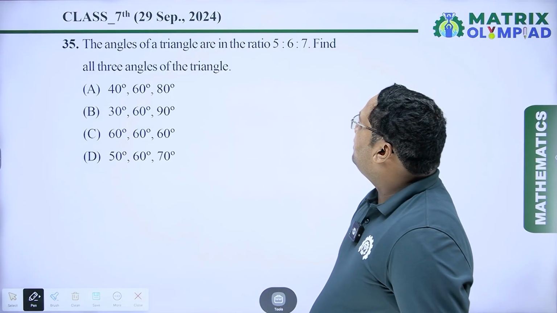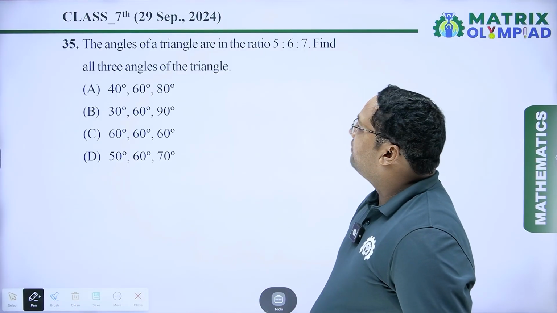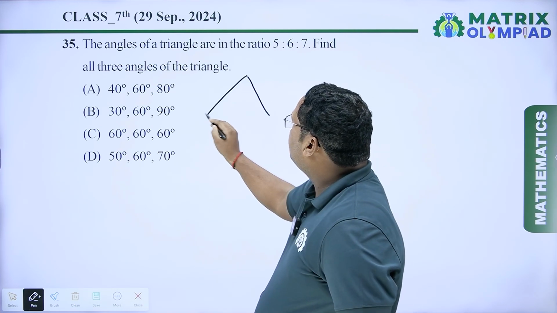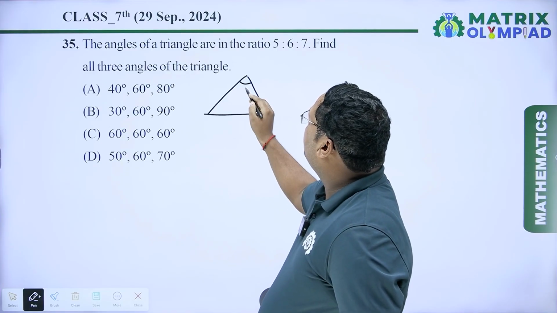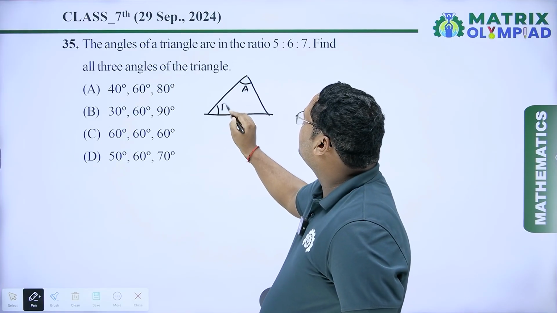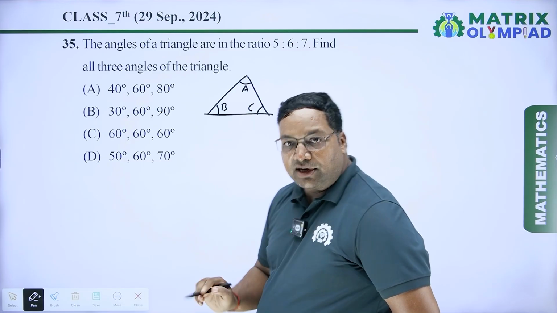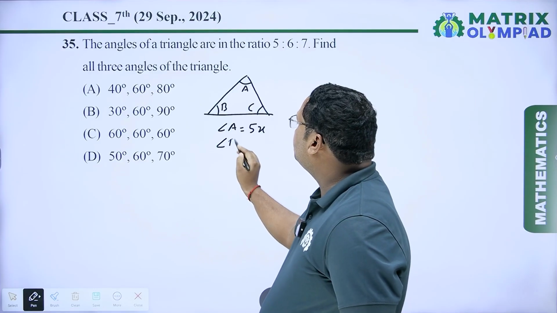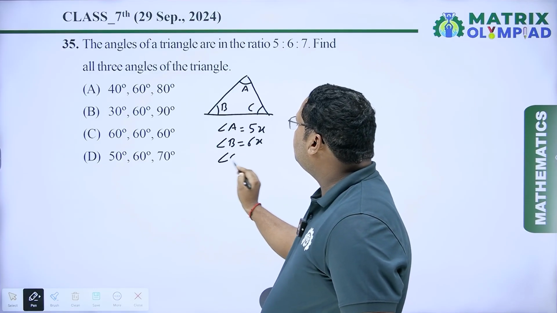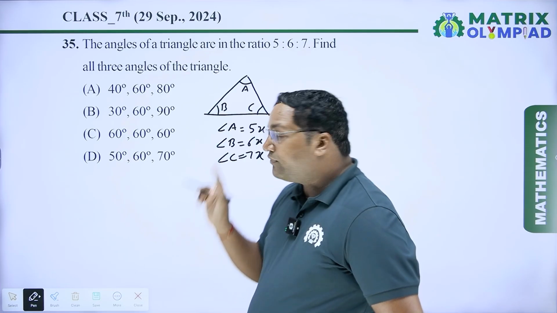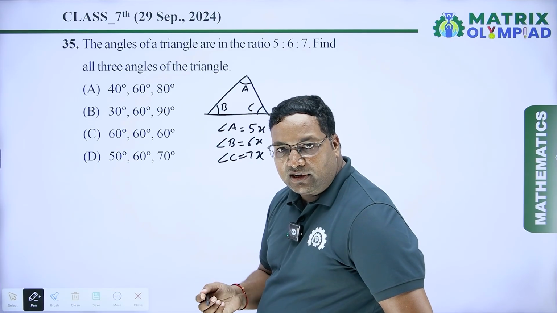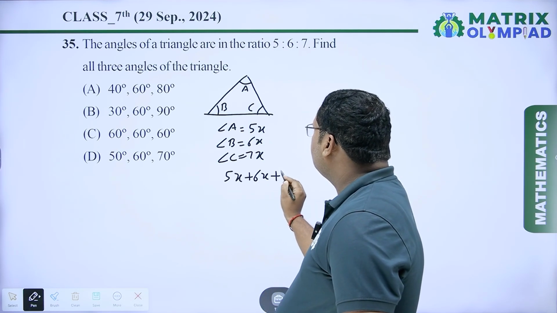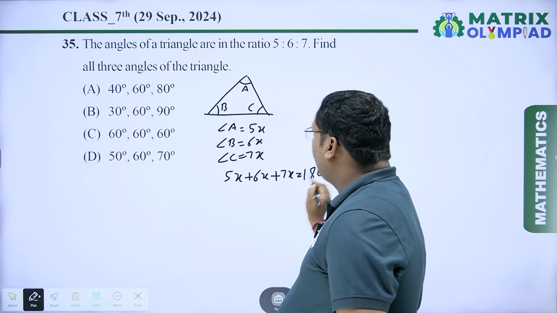The angles of a triangle are in the ratio 5:6:7. Find all three angles of the triangle. Let's assume this angle is A, this angle is B, and this angle is C. The ratio is given, so let's assume angle A is 5x, angle B is 6x, and angle C is 7x. The sum of the angles is 180 degrees because it is a triangle. So 5x plus 6x plus 7x is equal to 180 degrees.